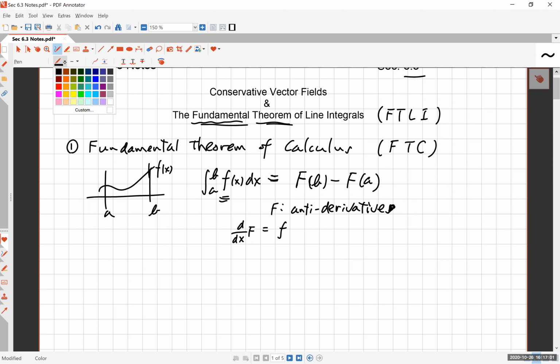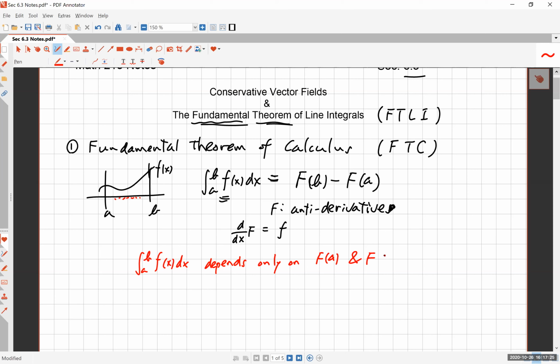That is the understanding when I write this. Okay, so the point that I'd like to make here is this: the integral of lowercase f from a to b depends not on the values of any other points between a and b, but depends only on F(a) and F(b). These are capital letter F. So it only depends on the values of the antiderivative at the 2 endpoints. Okay, and this is important because the same kind of idea happens with the fundamental theorem of line integrals.